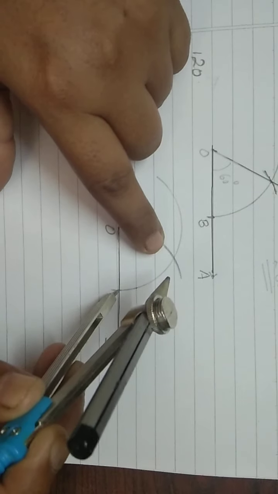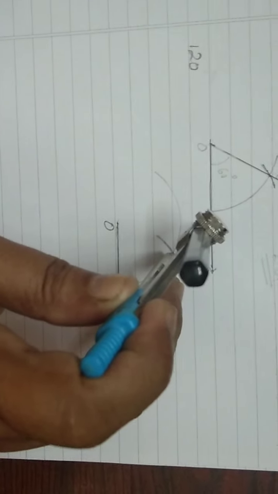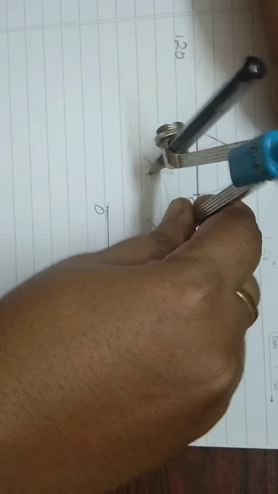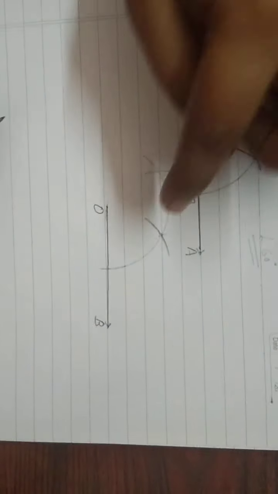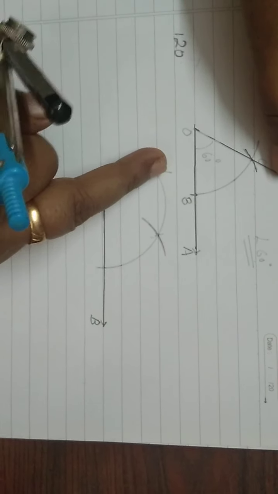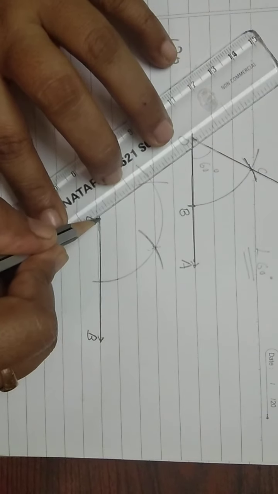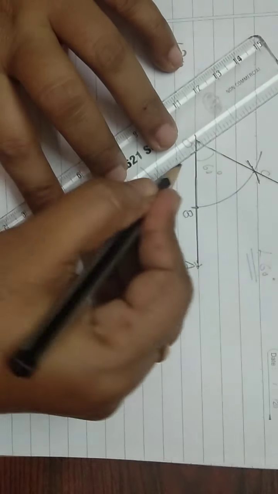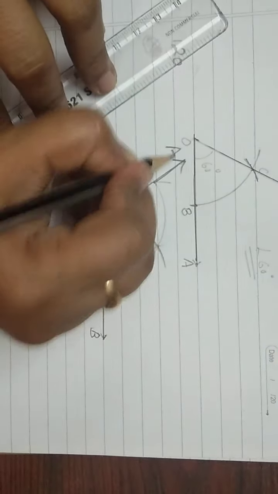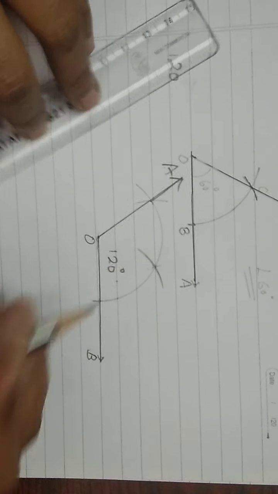This is 60. We have already studied. Now we have to cut once more at the same mark and we will get a second point. That means we have to cut 2 points. So the first cutting is 60, the second cutting will be 120. Now join the center O and the second cutting point, and I will name it A. That is AOB. This angle will be 120 degrees.